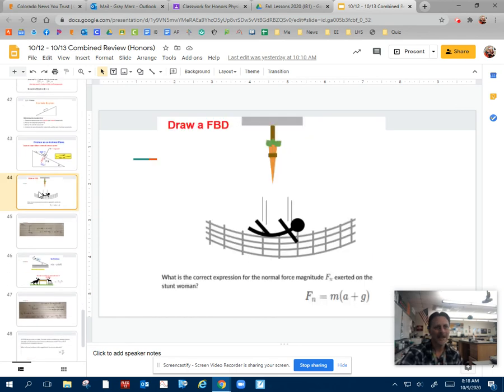So I gave you a couple of examples here just to remind us of the problem solving. So here's an example of a person falling into a net.